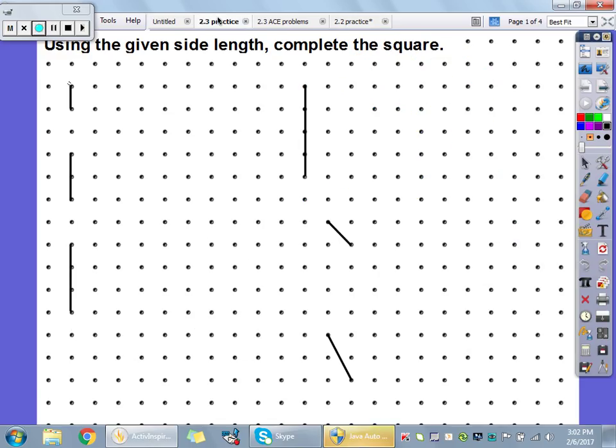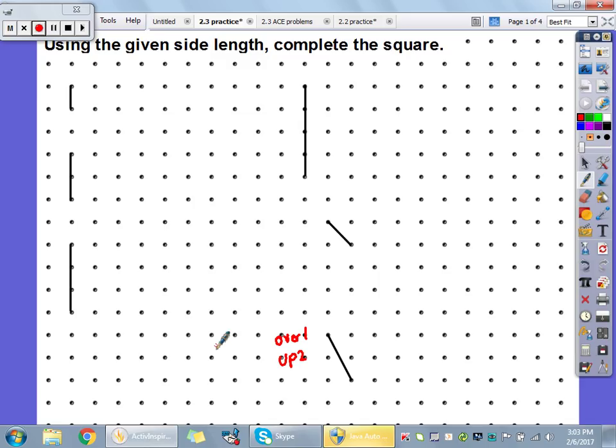2.3, we're taking it one step farther. So before you can find the side length and the area, what you have to do is draw your square. So if we practice with this one down here, if you think about the driving directions, we're going to go over 1 and up 2. So over 1 and up 2, but we're going to reverse those.